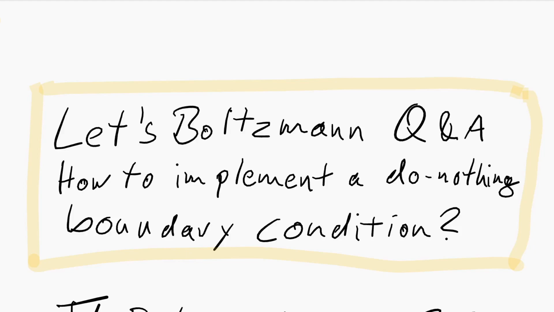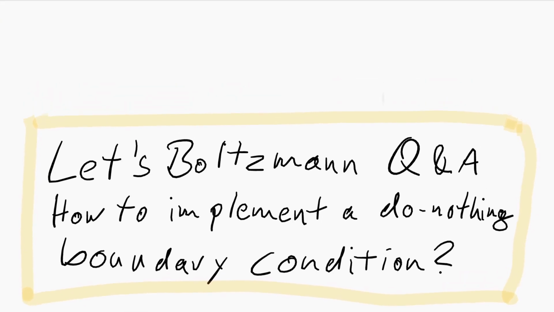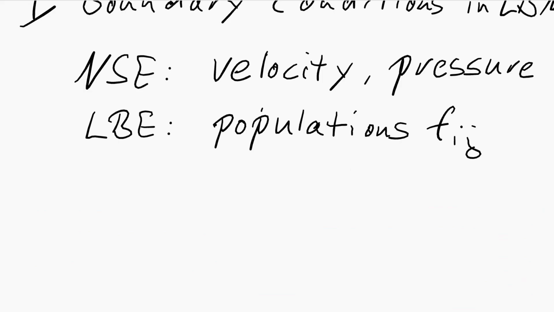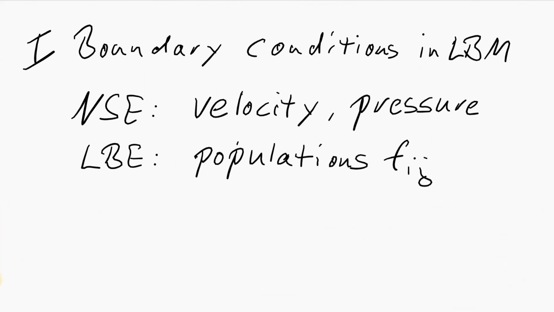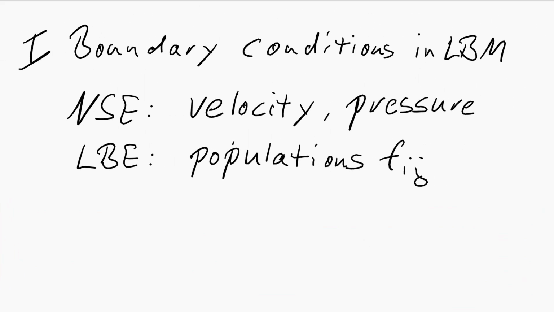Let's Boltzmann Q&A: how to implement a do-nothing boundary condition. This actually comes from the homework of some of you. It was not in the lecture, but some of you took this from somewhere on the internet, and so I thought I'd make a video about this.